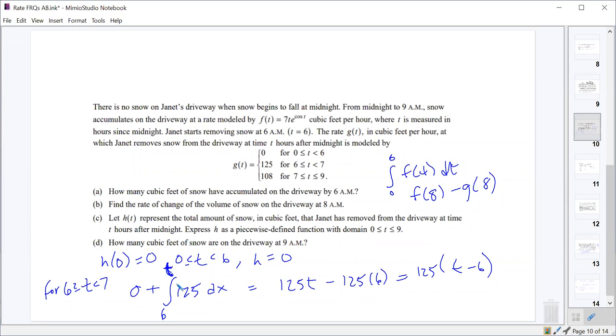Because we're not looking for how much did she remove. We want a function to represent how much she removed given any t value.